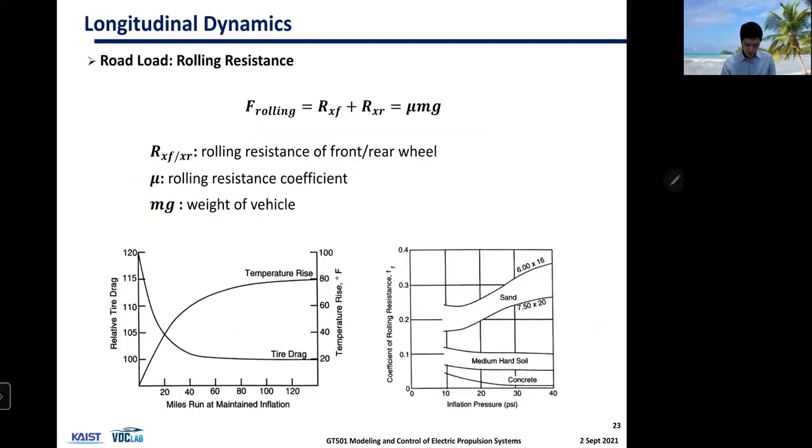Road load, rolling resistance is right here. So this is acting on the tire, but rolling resistance is everywhere in the drivetrain. Basically, tires, bearings, and so forth. Anything that creates this friction. But one of the biggest causes of rolling resistance is the tire, because it's made of rubber.